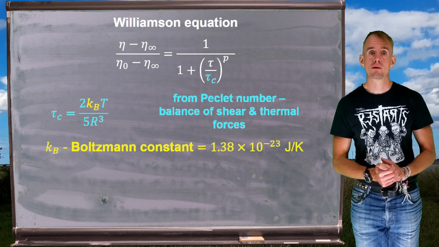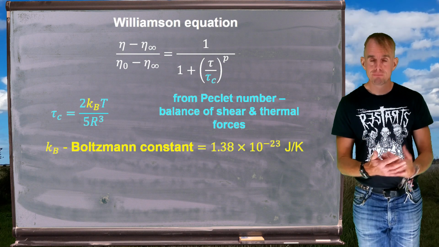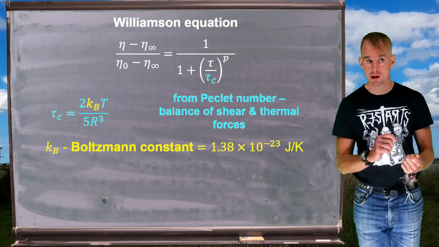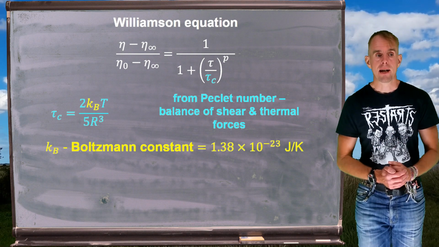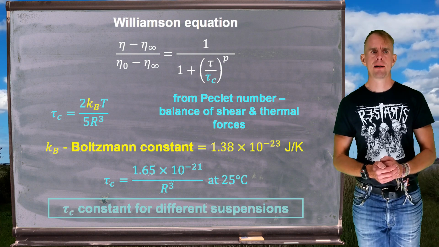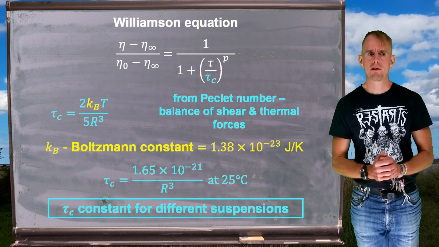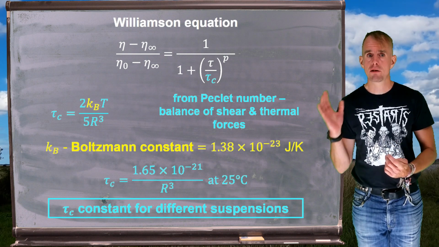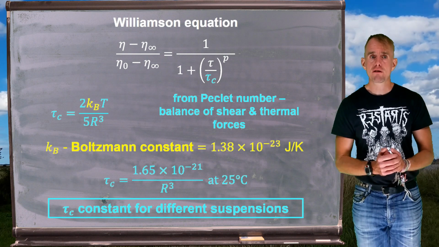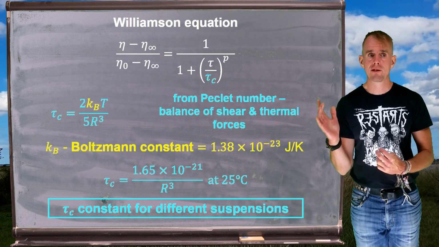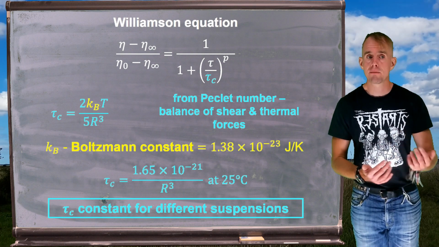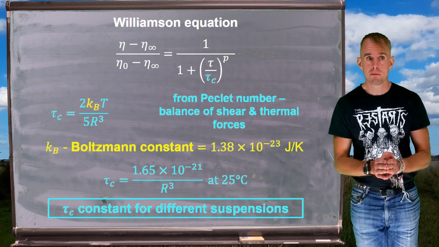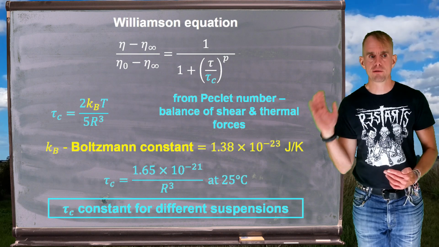T is included in the critical stress as well, because the higher the temperature, the higher the amount of thermal force present. However, it's only a linear relationship with T. Now, if we think about that expression for critical stress, there's no shape dependency in here. It only depends on radius and temperature. And we can see that the critical stress at 25 degrees C is going to be of order 10 to the minus 21 over r cubed. So, take home message, this is for very small particles.